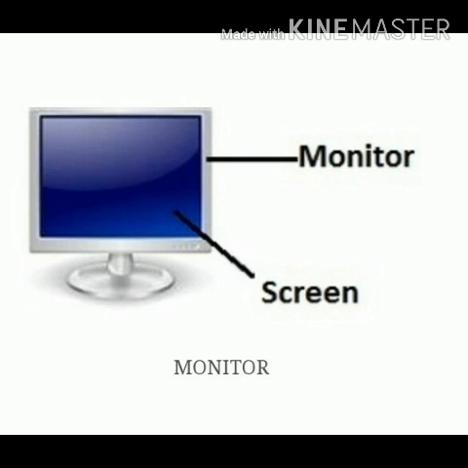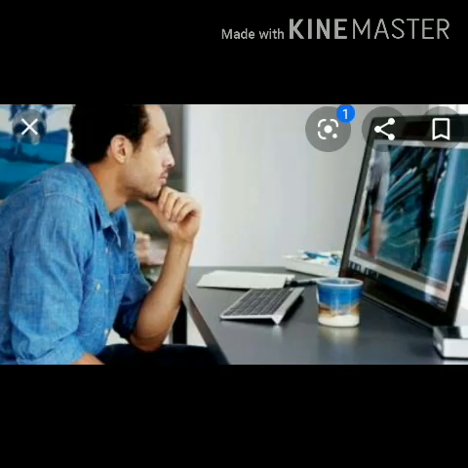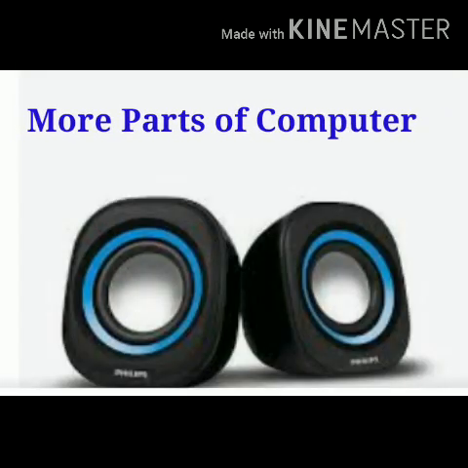Next is monitor. It looks like a TV. It displays pictures and words you type on the keyboard. We can play games, watch cartoons and movies on it. Now I will explain you about more parts of computers.